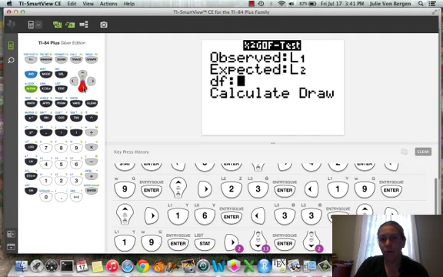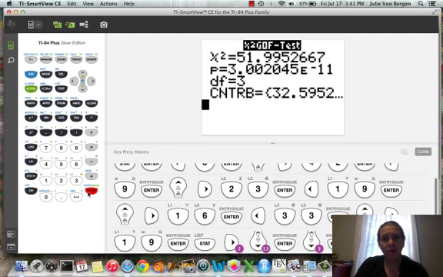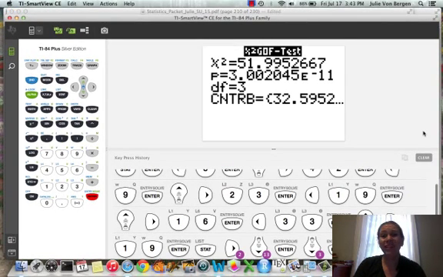We'll arrow down to Calculate, press Enter. And our chi-squared value here is 51.99, so we can round that to 52. And our p-value is 3e negative 11, so it's a very small p-value. So we see it does make a difference. Make sure that the observed values are in List 1 and the expected values are in List 2. If you do it the other way, you will get slightly different numbers here.